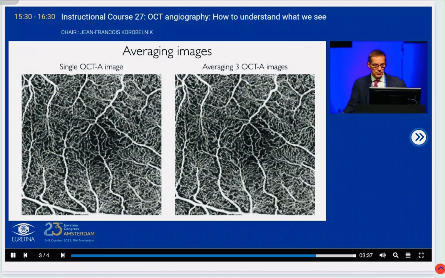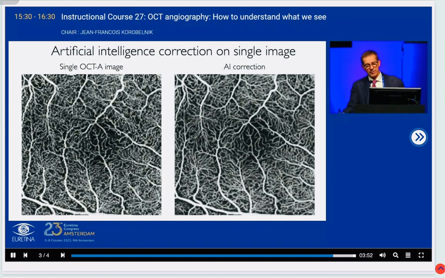Also, you can improve with averaging images. You take a single OCTA, you repeat it 2 or 3 or 4 times, and then you average and you get a better image. But there is also now the possibility with AI, some instruments that from a single OCT image can actually give you a sharper image because AI is working on that.